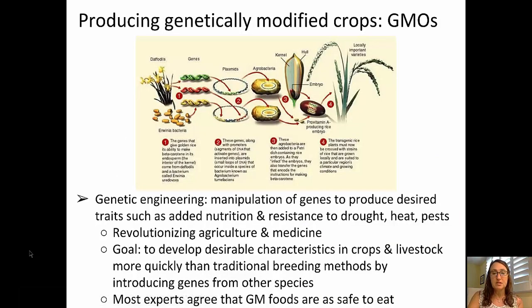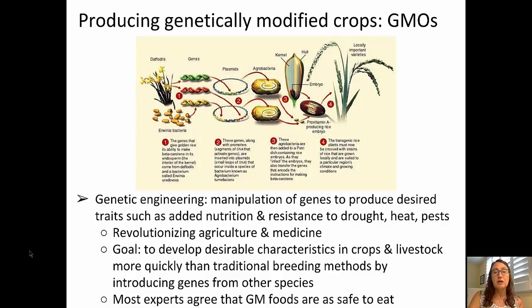Genetically modified crops. So this is a hot button issue with a lot of people. And you can see in that top diagram the process, kind of 4 steps there, simplified for the production of a genetically modified variety of rice that produces beta-carotene.